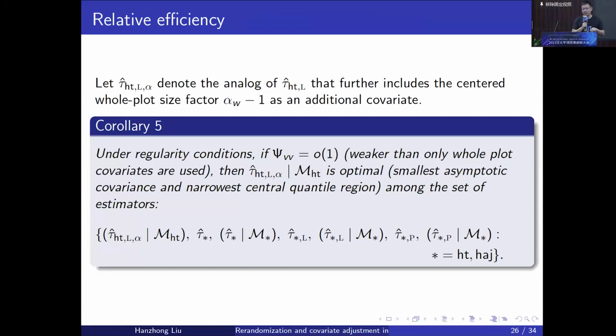In the special case where only whole plot covariates are used, we can also adjust for the whole plot size factor in the Lin's regression, and let tau hat HTL alpha denote the analog of tau hat HTL that further adjusts for the whole plot size factor. And we can show that tau hat HTL alpha under the corresponding re-randomization scheme is optimal among all the estimators and the re-randomization methods considered.